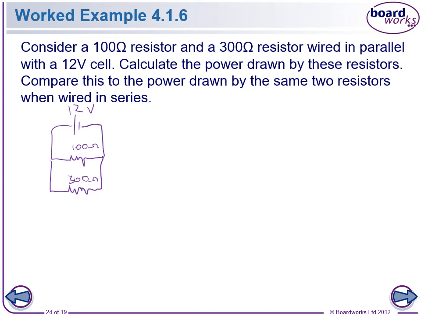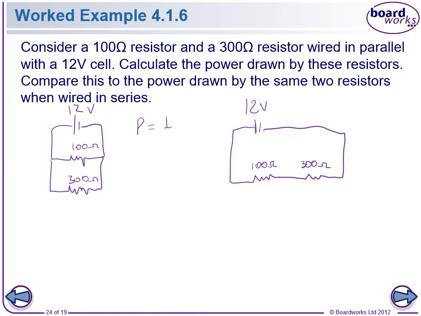Okay, so if they were wired in series, they would look like this: 100 and 300. So we need to compare the power drawn by both of these circuits. Remember, power is equal to IV. If we look at these, the power dissipated in the circuit, well, first of all, we're looking at the whole circuit here. We know what the voltage is, we just need to look at the two currents, and we need to calculate those with equivalent resistance.